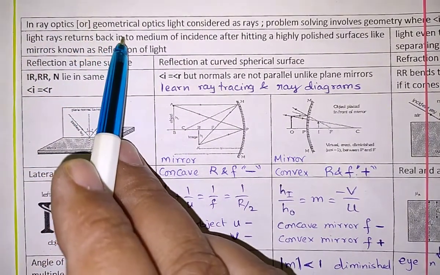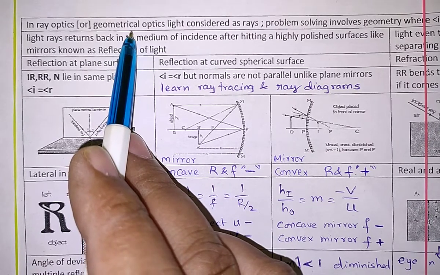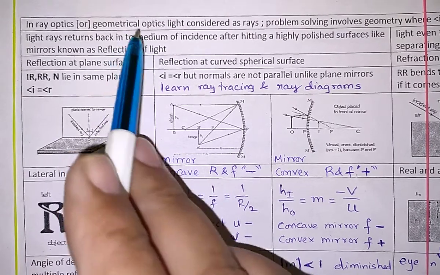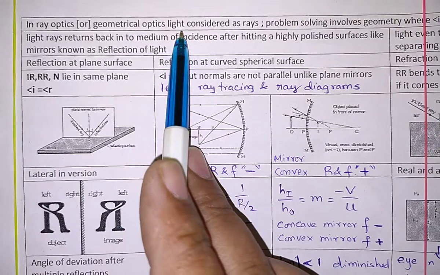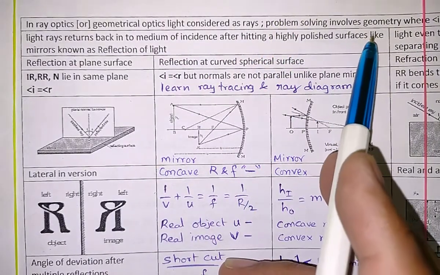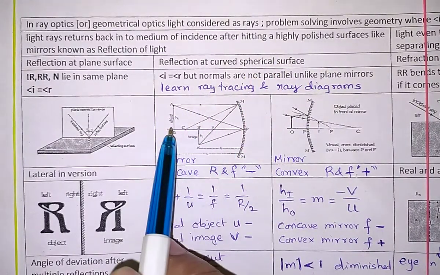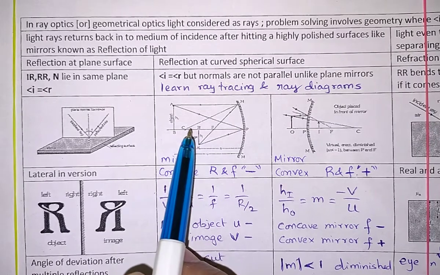Ray optics involves a lot of geometry, that's why we also call it geometrical optics. In ray optics, we consider light as rays. Problem solving involves giving incidence angle and finding reflection angle, giving object distance and finding image distance.